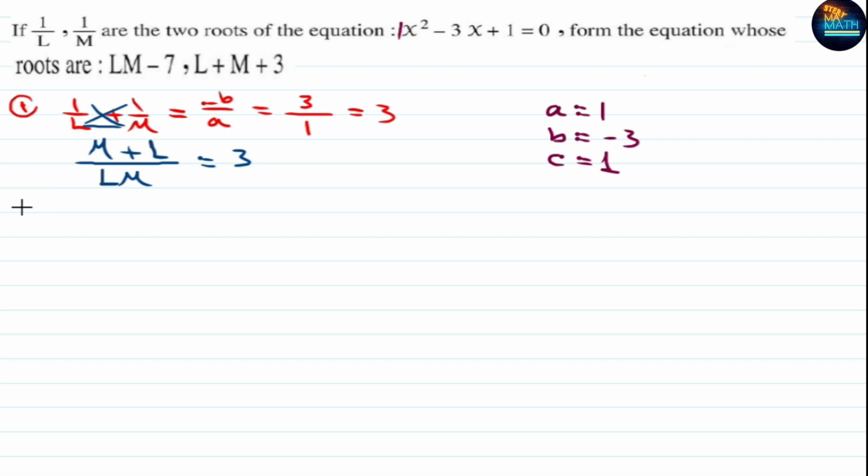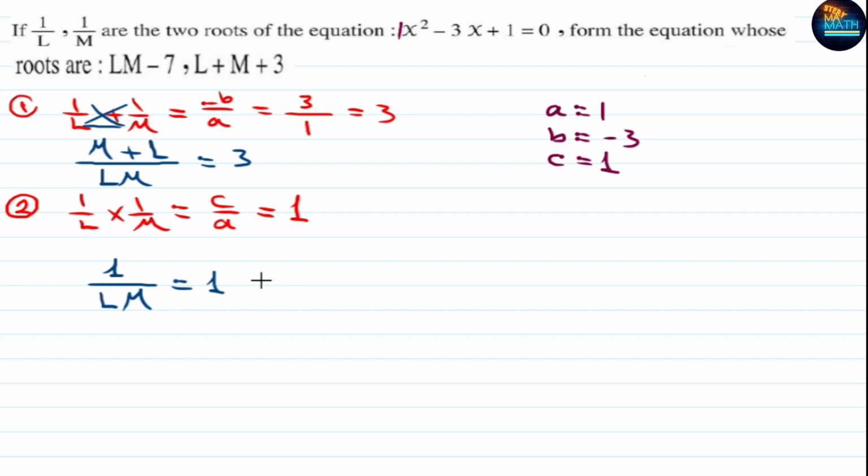Now, we can go to the second rule, which is the product of the two roots. 1 over L times 1 over M is equal to, the rule is equal to C over A. C is 1 divided by A, which is 1 also, so it's equal to 1. Now here, in the left-hand side, we will change a little bit because it's not in the simplest form too. So 1 times 1 is 1, and L times M is LM, is equal to the right-hand side, which is 1. Now here you can simplify more, because 1 means 1 over 1. So LM times 1, which is LM, and 1 times 1, which is 1. So LM is equal to 1.